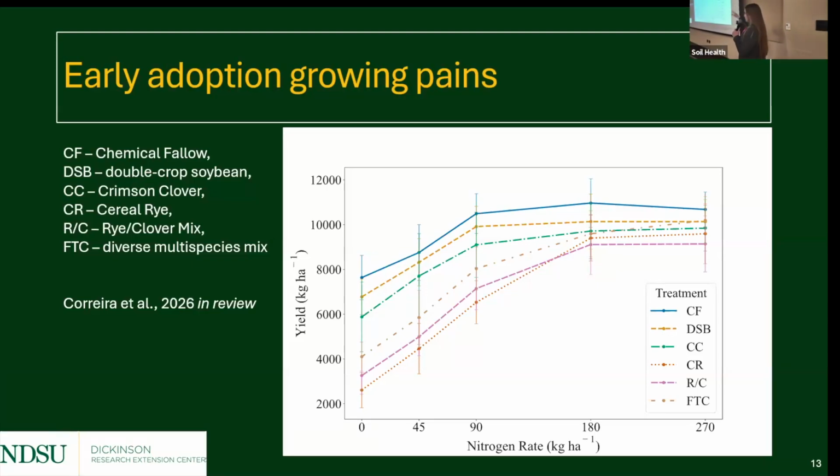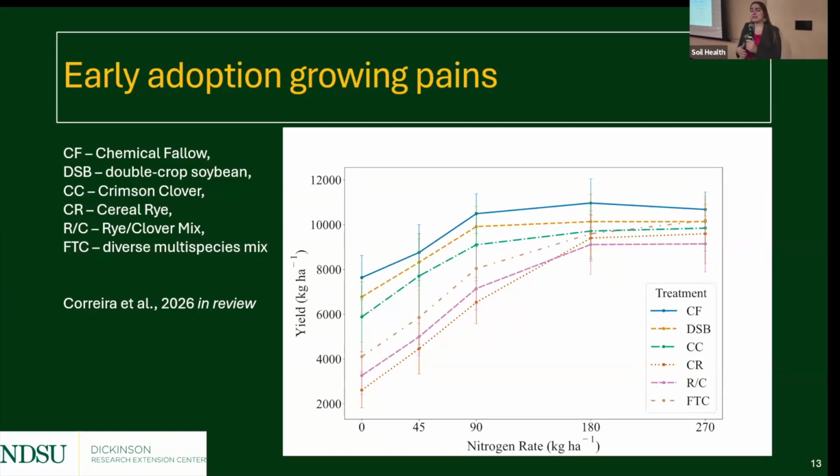So this is a paper that we have in review right now from my PhD work, where all you really need to know is that CF at the top is the chem fallow and everything else is a cover crop treatment. So as soon as we intensified with a cover crop, or one of these is a double crop bean from Kansas, so we do that sometimes, and immediately you can see that we saw some yield drags in response to a cover crop.